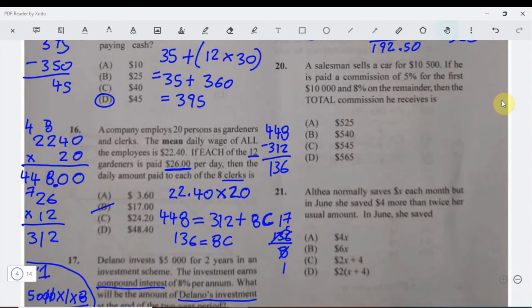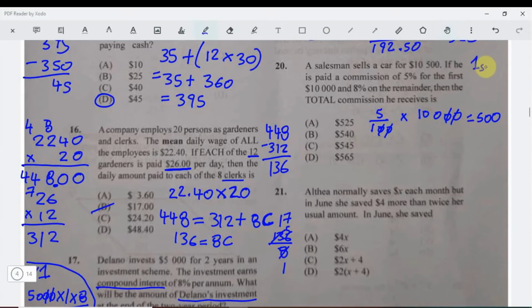Question 20. A salesman sells a car of $10,500. If he is paid a commission of 5% for the first $10,000 and 8% on the remainder, then the total commission he receives is... So he's paid 5% on the first 10,000. So 5% of 10,000, these two zeros cancel, 5 times 100 is 500. So that's his commission from the first 10,000.